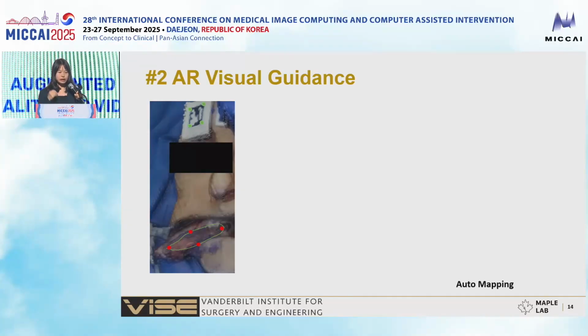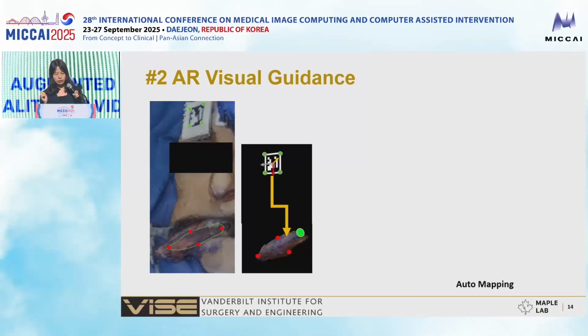For the AR guidance component, we first attach an ArUco marker next to the resection site. Then we record the relative position between the ArUco marker and the resection site fiducial points. We then rigidly register the resected specimen back onto its resection site, thus we can obtain the relative position between the ArUco marker and the resected specimen.